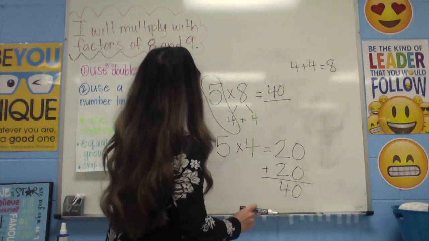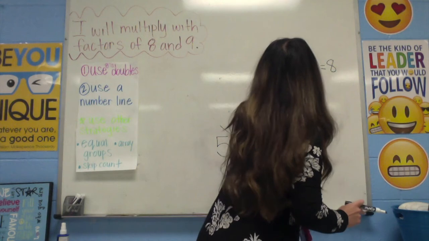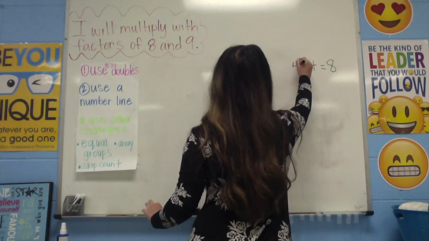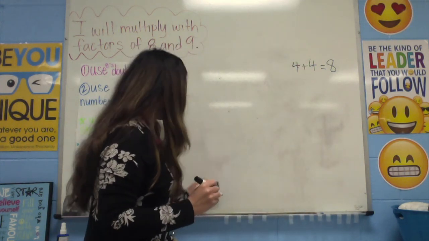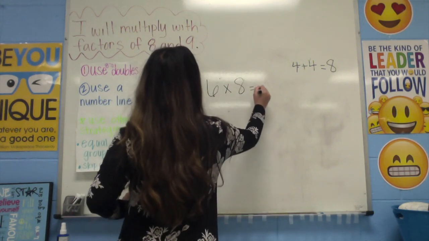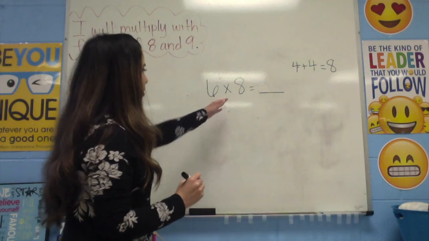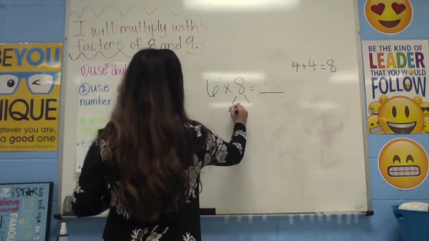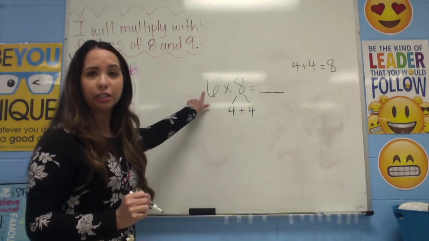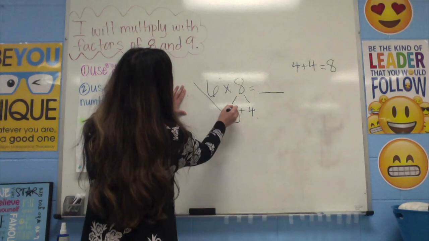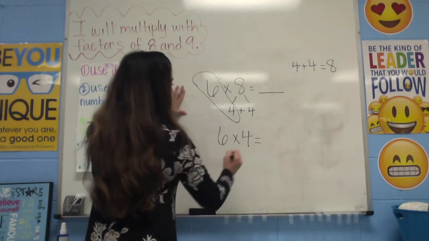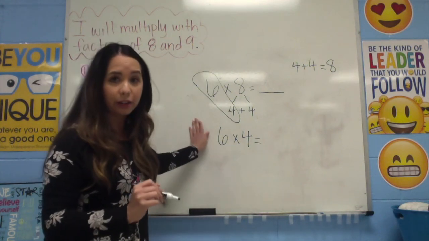Let me show you another example using the double strategy when you're multiplying factors of 8. Continue thinking of 8 as 4 plus 4. Let's do 6 times 8. Using the double strategy, we're thinking of 8. It's also equal to 4 plus 4. So we take our first factor, which is 6, and we multiply it by 4. 6 times 4, I know that 6 times 4 is 24.